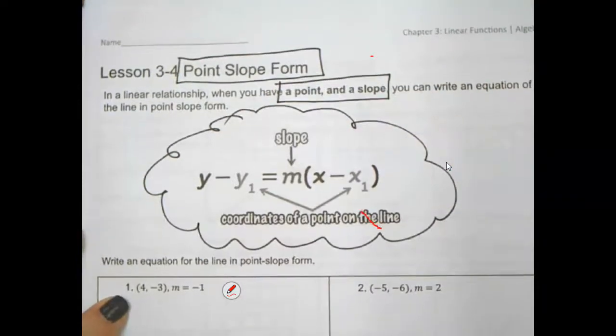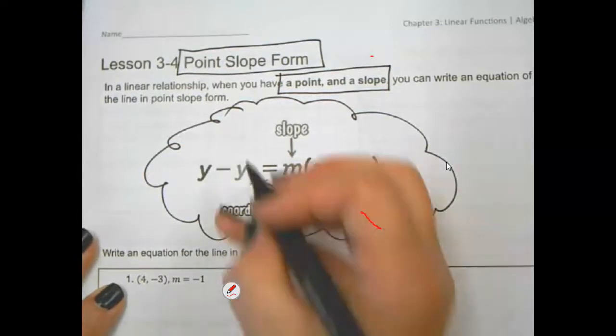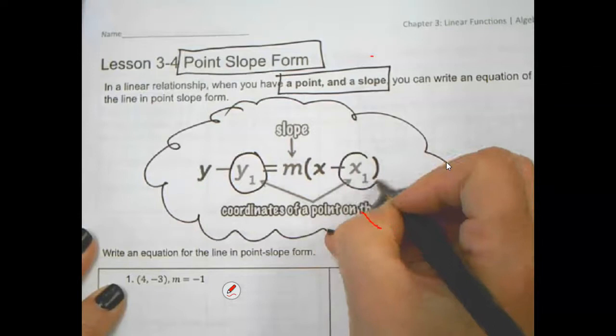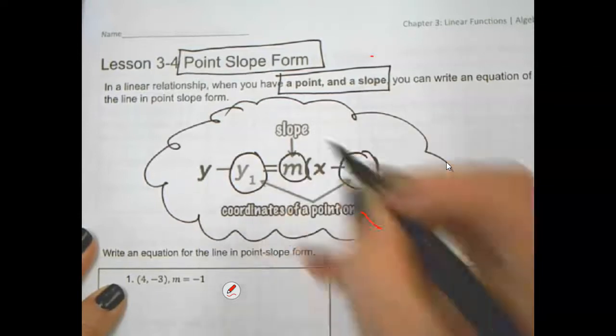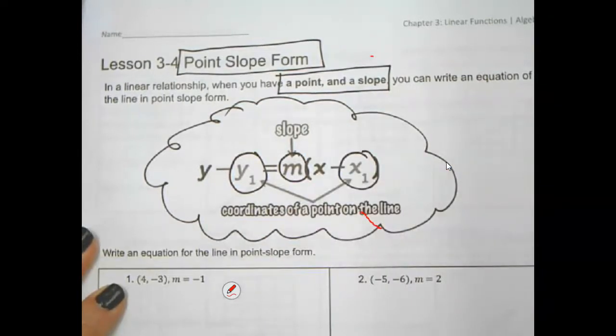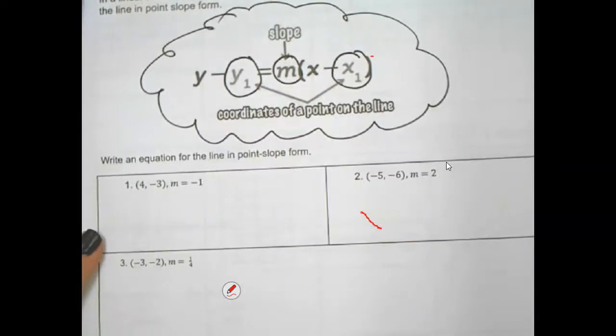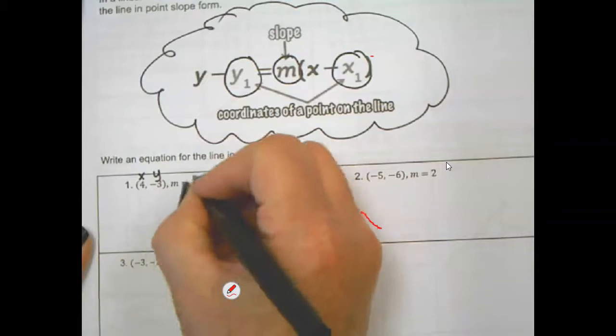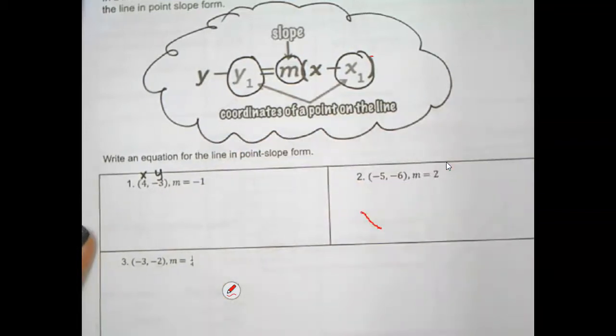The only thing that you really need to pay attention to in this formula is this value, and this value, and this value. So let's try it. So again, this is your x, this is your y, and this is your slope. M is always your slope.